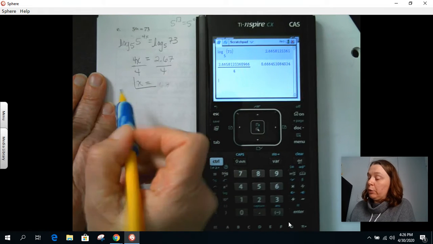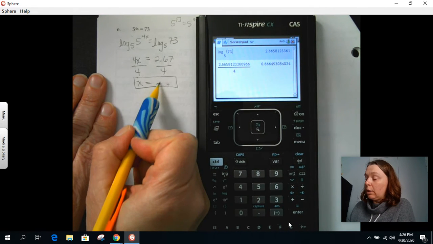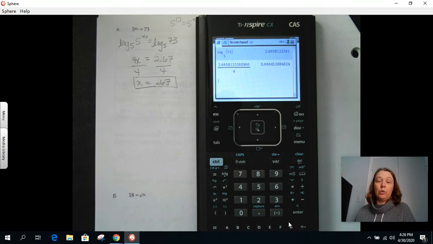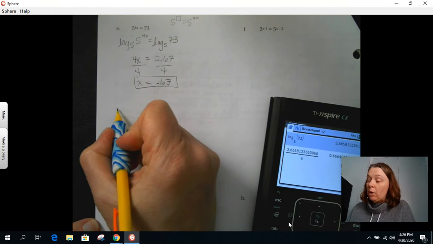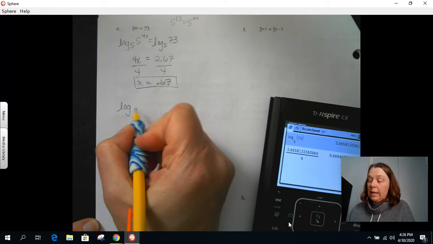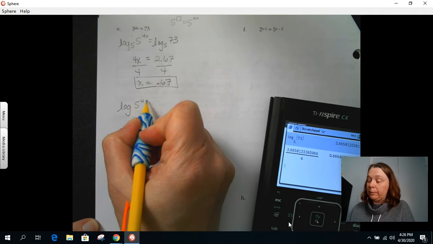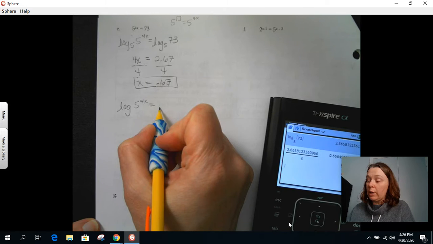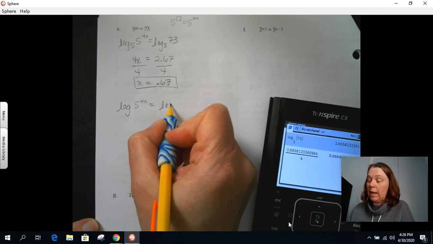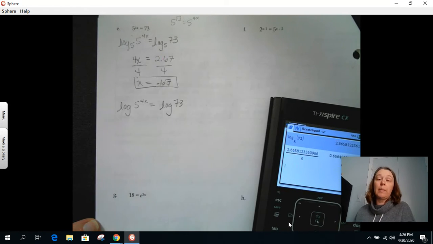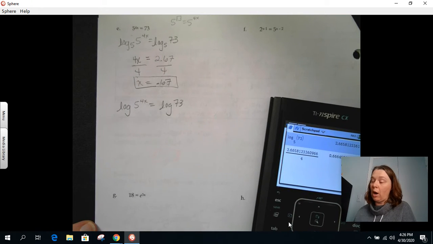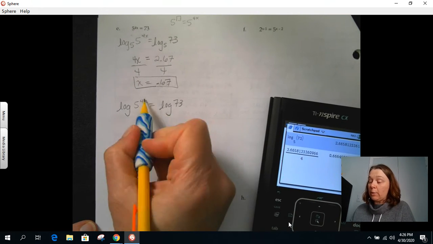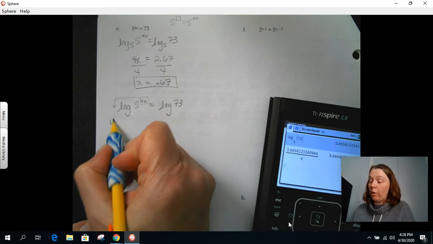If you don't have a calculator that can do the log of any base, but could only do base 10, like in E, when you're at this point, you could have just done log base 10 of both sides. You could have done log base 73 of both sides, and then that just would have been 1, and then you would have gone from there. If you do it this way, then we would have to bring the 4x in front.